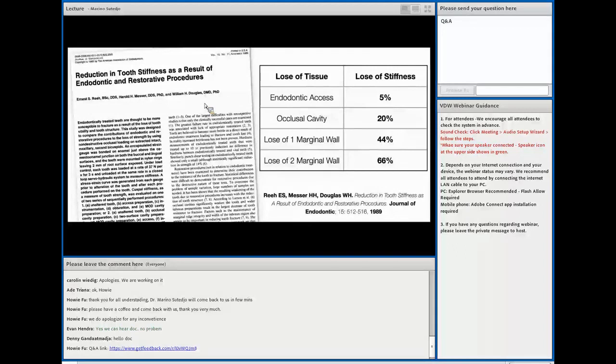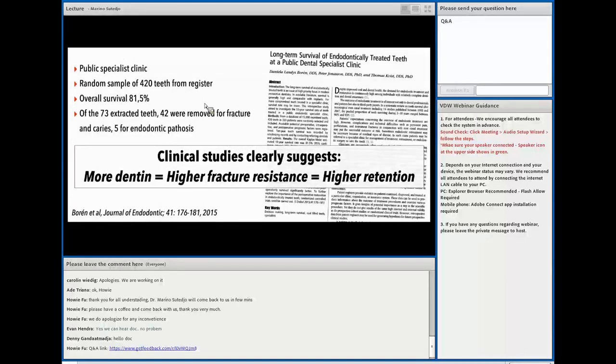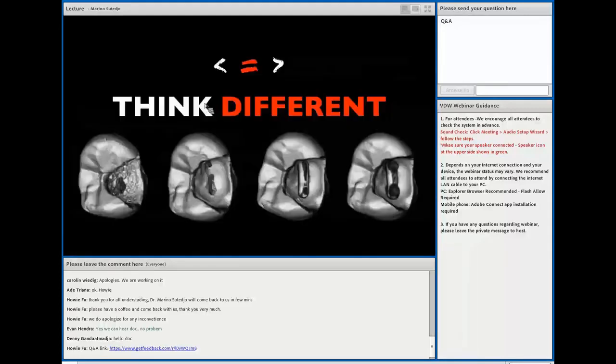But unfortunately, if we are doing our endodontic treatment, we know that no matter how good you do, the reduction of the tooth structure is evident. If you can see from this literature, by doing our access cavity, we lose 5% of stiffness. And clinical studies have clearly suggested if you have more dentin, it means you have higher fracture resistance, it means you have higher retention. So we need this dentin, we need the healthy tooth structures.